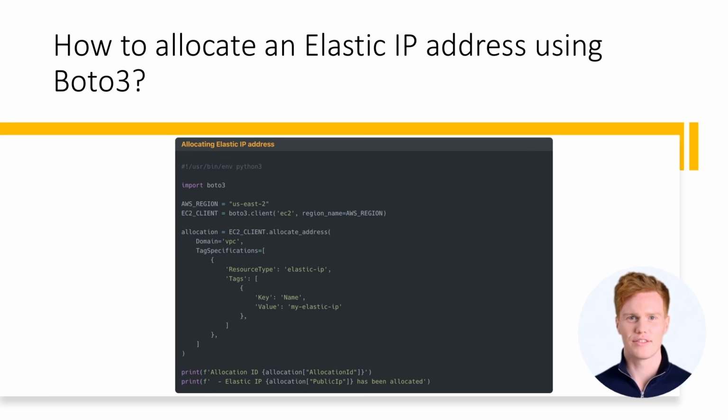To allocate an elastic IP address for your AWS account, you need to use the allocate address method of the EC2 client. The domain is the required parameter. In our example, we're allocating EIP to use it in the VPC. Optionally, you can define tag specifications to apply one or many AWS tags to the IP.